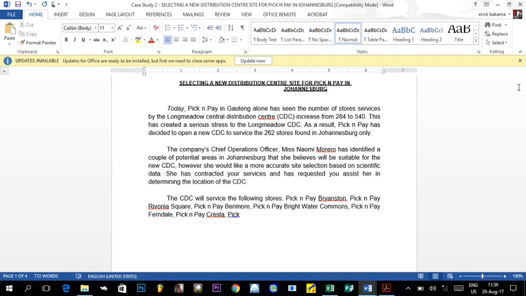As a result, Pick n Pay has decided to open a new CDC to service the 262 stores found in Johannesburg only. The company's chief operations officer, Ms. Naomi Morero, has identified a couple of potential areas in Johannesburg that she believes will be suitable for the new CDC. However, she lacks a more accurate site selection based on scientific data. She has contracted your services and requested you to assist her in determining the location.